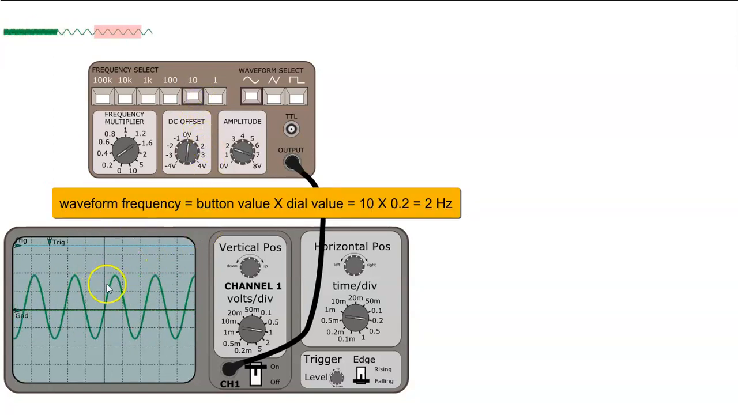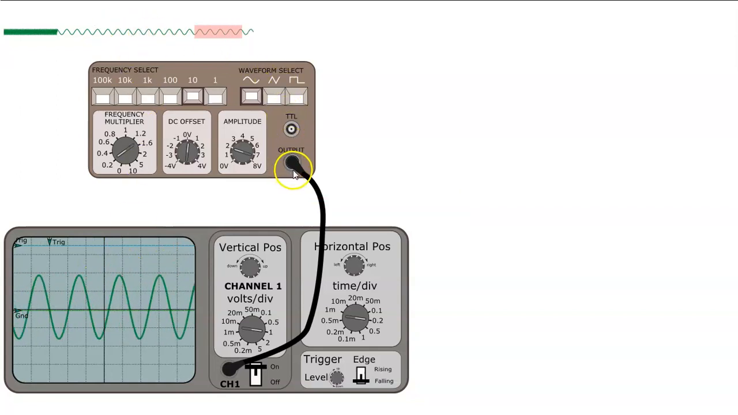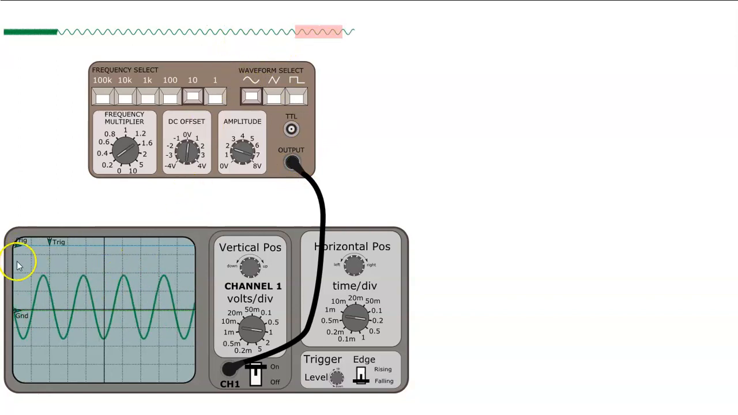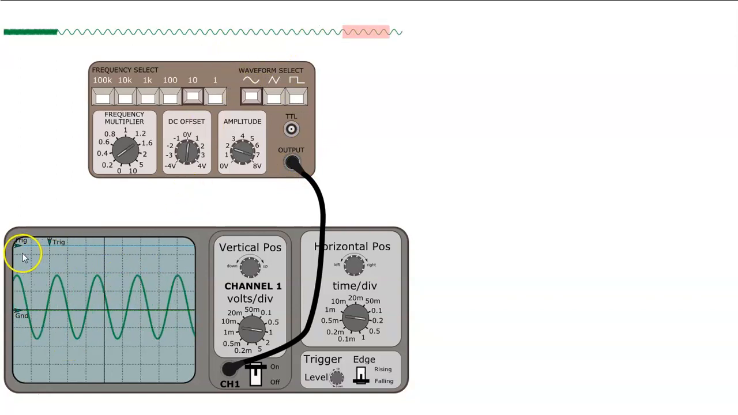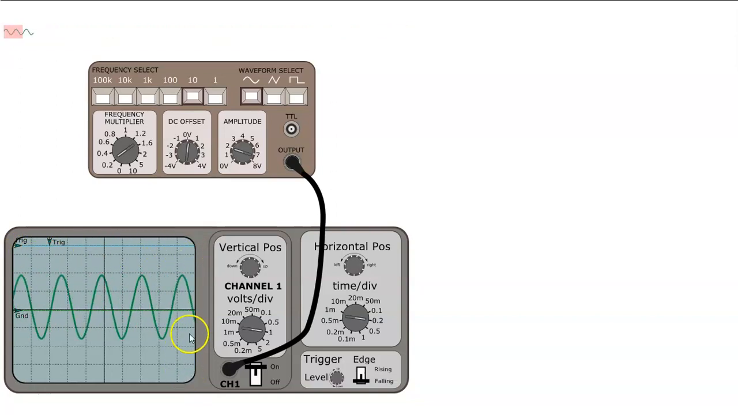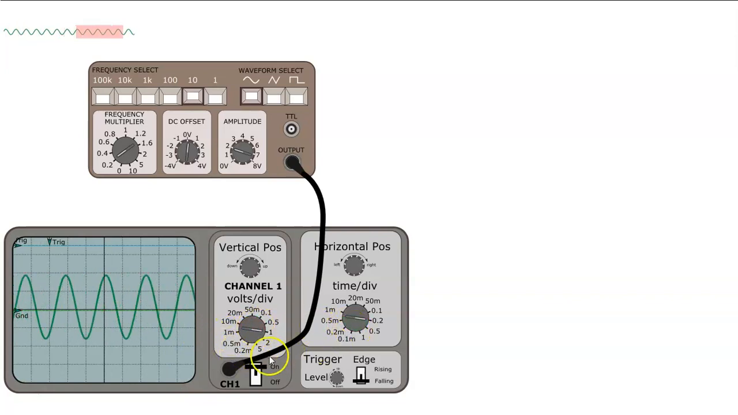What we're seeing on the scope's display is basically a snapshot of the waveform that's been produced by the signal generator, taken at regular time intervals. You can see that the scope display is made up of a grid which has 10 horizontal boxes and 8 vertical boxes. And the resolution of those boxes is controlled using these dials.